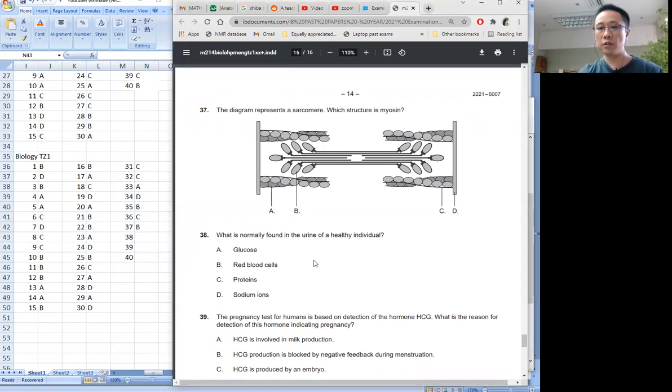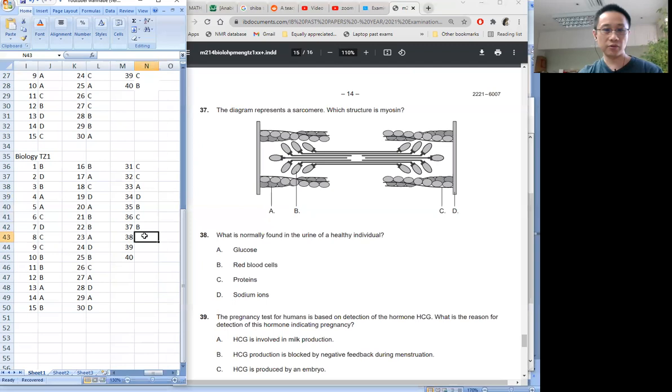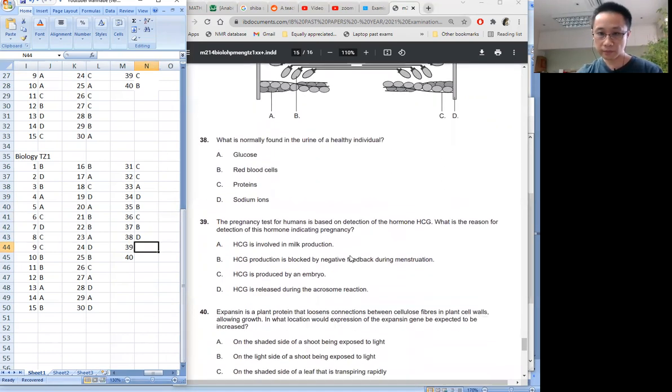Okay, yeah, 38 was normally found in the urine of a healthy individual. Definitely not glucose, definitely not red blood cells. Sodium ions, I would say. Proteins, no, proteins should not be in urine because proteins are too big to go through the kidney filtration mechanism, like the glomerulus.